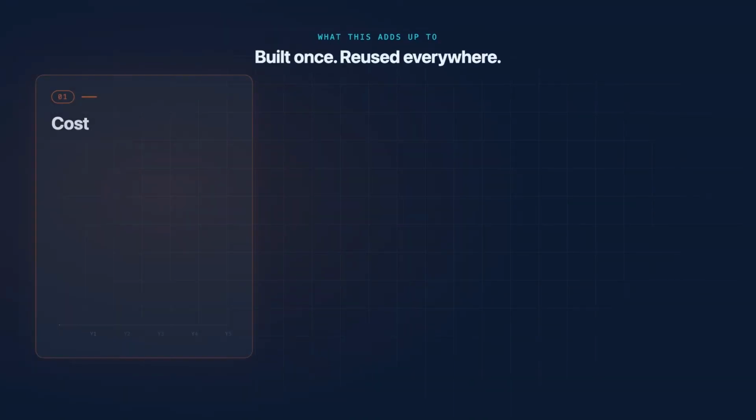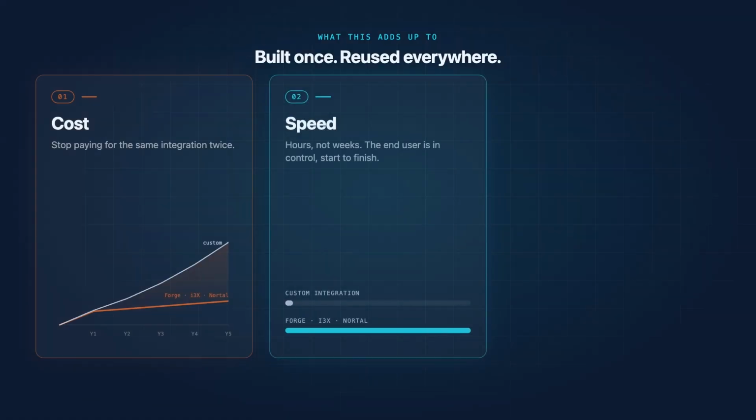Here's the real value of this setup. Every custom integration is a cost that keeps climbing. You pay for it again every time something changes. Forge, i3X, and Nortal change that. Build against the standard once and it's online the day it hits the floor.